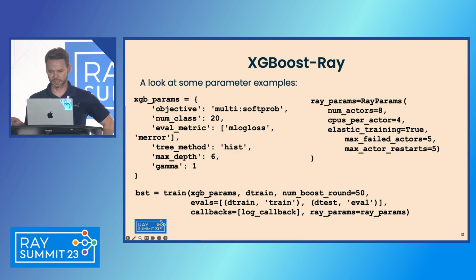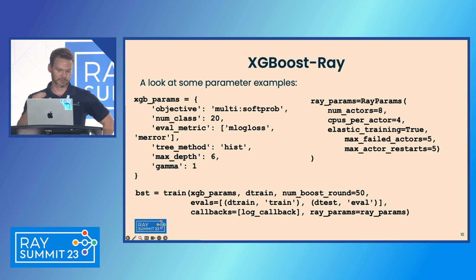And then on the right, you have the Ray parameters. Those are separately configured. So you can say, I want this many actors, I want each one to have this many CPUs. Then, of course, you have the elastic training options that you've seen in some of these other presentations. You can say, I will allow this many actors to fail or restart. What this allows you to do is start to use spot instances. It can checkpoint, it can recover, it can do all that stuff. And then you basically just call this training function, tell it where the data is and what the parameters are.